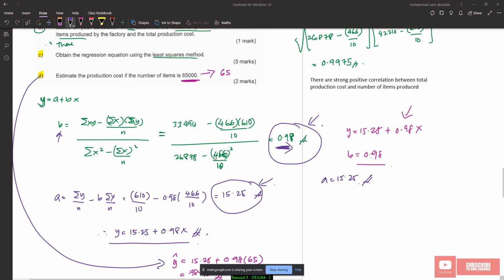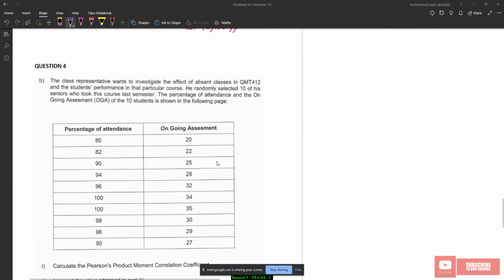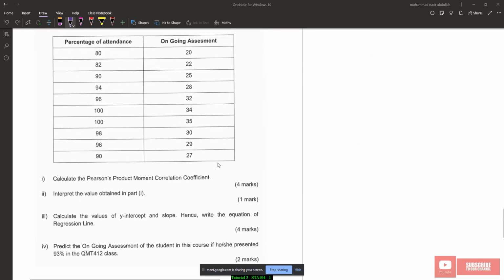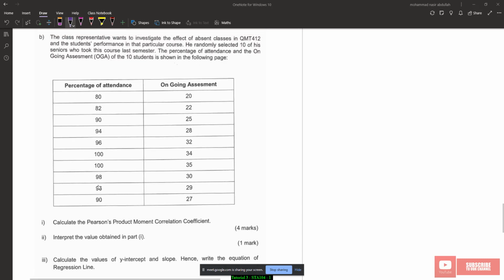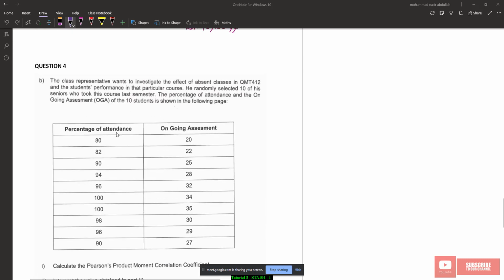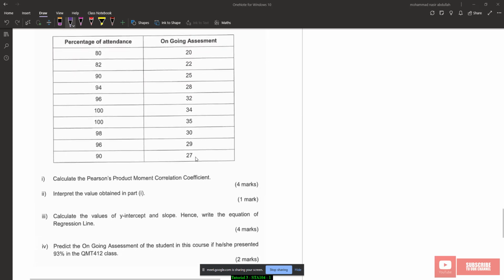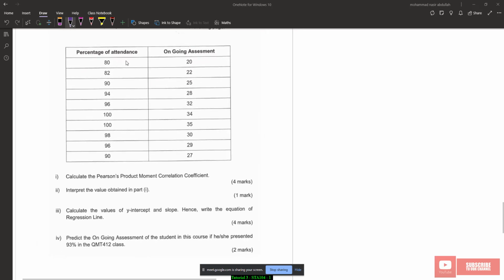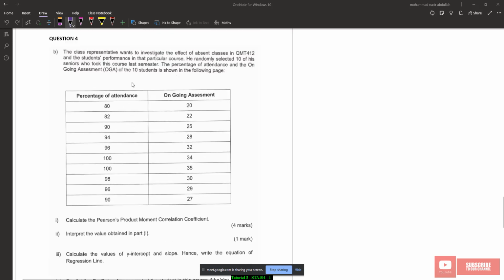Boleh? You want to do a next, you want me to show question number 4 ataupun you nak buat sendiri? Basically this is simple lah, benda yang sama saja kan. So you need to find the Pearson product moment correlation, interpret the value, and then calculate the y-intercept. Y-intercept means A and B slope, right? And create the equation and predict, right? Itu saja. And then this one you need to understand. You need to carefully define what is a dependent variable and independent variable. This is question number 4, right?